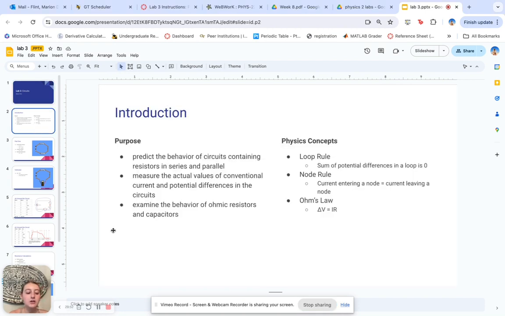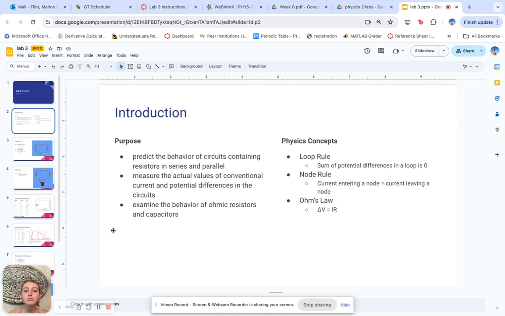So to begin, the purpose of this lab is to predict the behavior of circuits containing resistors in series and parallel, measure the actual values of conventional current and potential differences in the circuits, and examine the behavior of ohmic resistors and capacitors. The physics concepts that are important are the loop rule, the node rule, and Ohm's law.